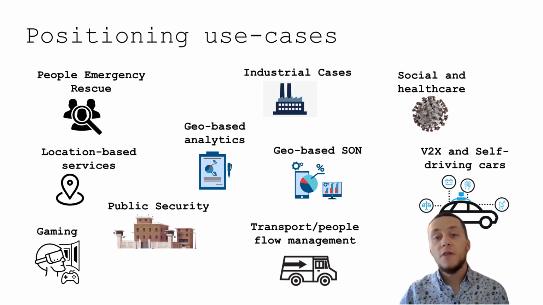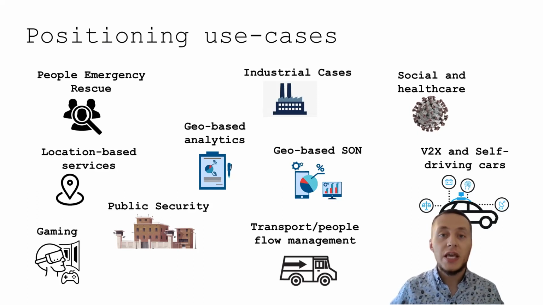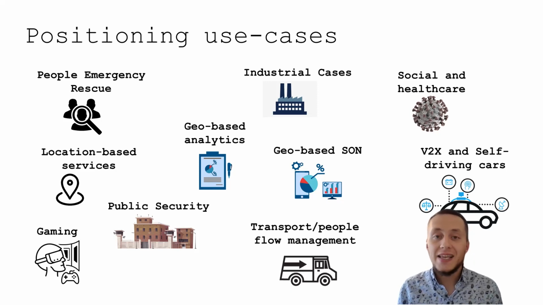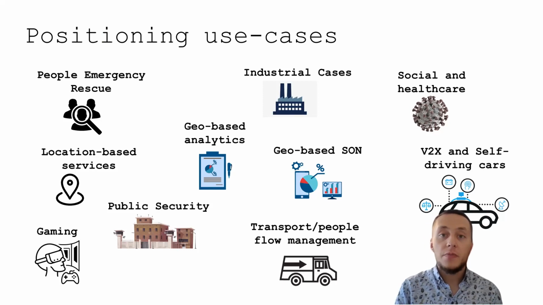So let's continue. Initially, since GSM networks, positioning was designed to find people in emergency situations. But with the evolution of mobile networks, more and more use cases became available. For example, now you can collect GPS data from user equipment in your networks and use that data for analytics, for planning and optimization. Or you can analyze transport and people flow, or make decisions based on geolocation data from your network. All of these cases became possible due to the evolution of wireless technology.